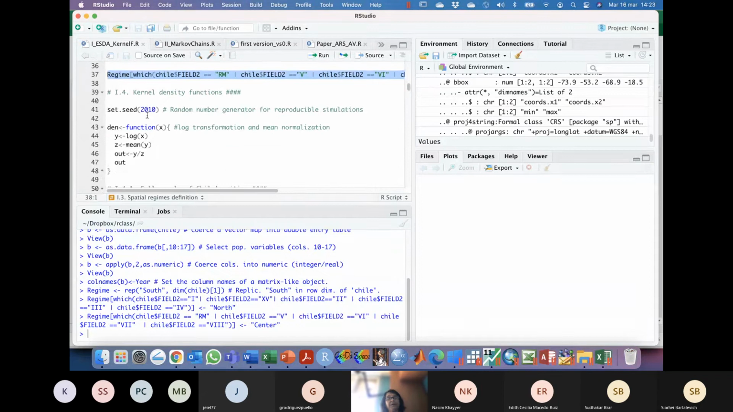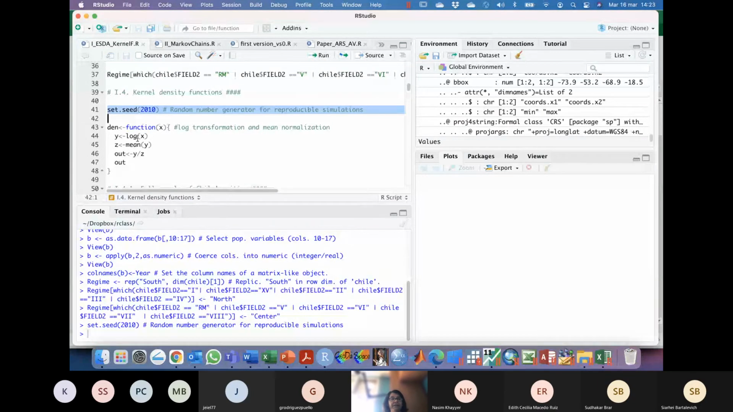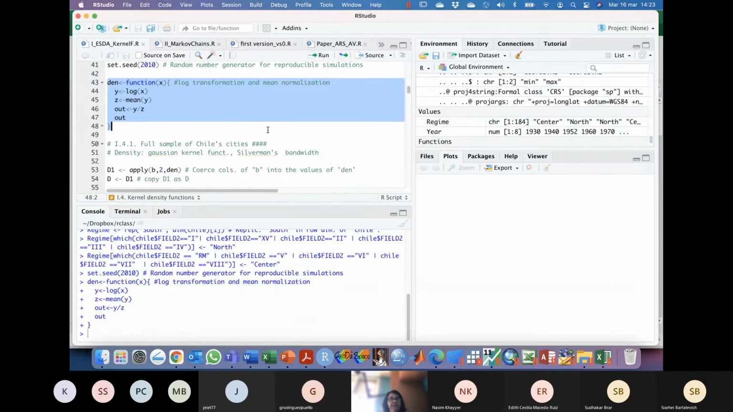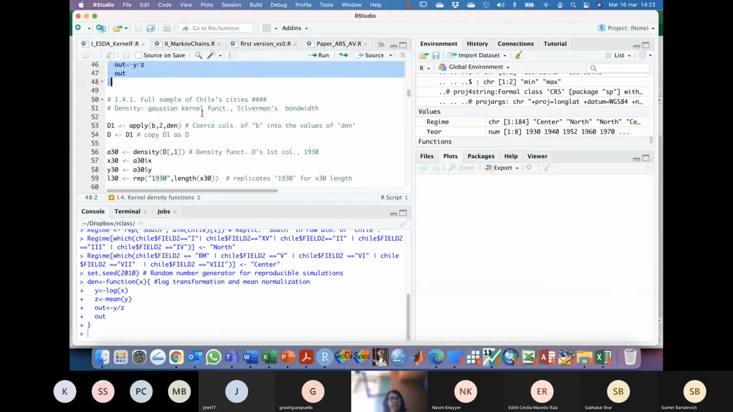Now for the kernel density functions, I need to set the seed to get replicable results, always the same ones. This is the reason why we want to have reproducible simulations and replicate the same results. We now create this function called den, which is going to be useful for what?